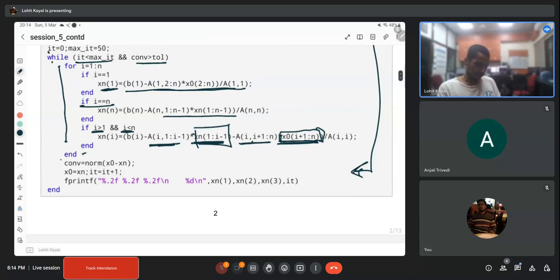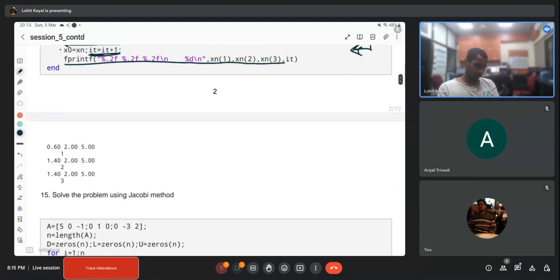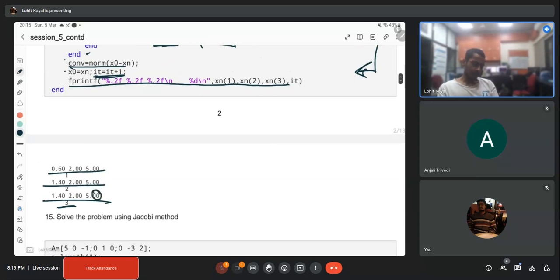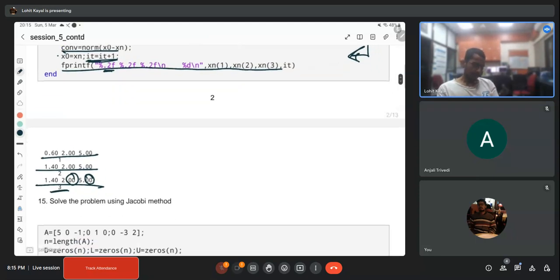And after the end, this is the norm. I am taking this second norm as my convergence. After that I have updated the value of my x0 and updated the iteration steps. Here I have printed the solutions and the iteration at each iteration step, and this is the result. At the first step you get this answer, at the second step this is the answer, and after the third step you will get this answer. You are getting just two zeros after the decimal because I have written 0.2f here. And below this it indicates the iteration steps.